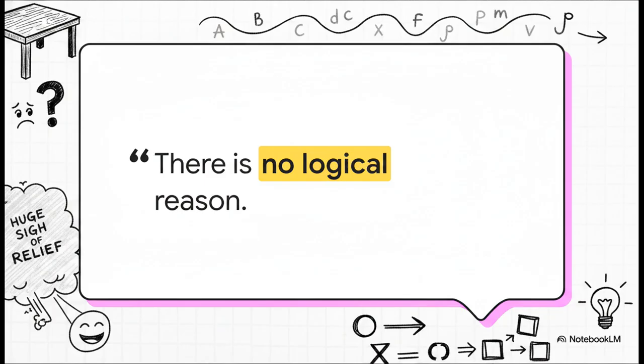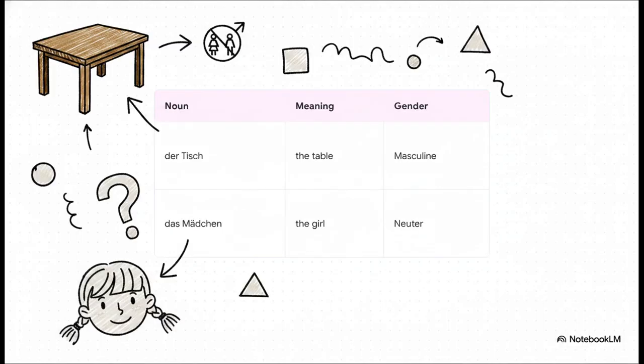So circling back to that burning question, why does a table have a gender? Well, Chapter 6 of the handbook gives us an answer that I really want you to just take in, take a deep breath, and accept as a huge sigh of relief. Ready? There is no logical reason. Seriously, grammatical gender is literally just a quirk of how the German language evolved over hundreds of years. It doesn't mean a table is a guy in real life. It's purely a grammatical category. So the absolute best thing you can do as a learner is to stop trying to find logic where there simply isn't any.